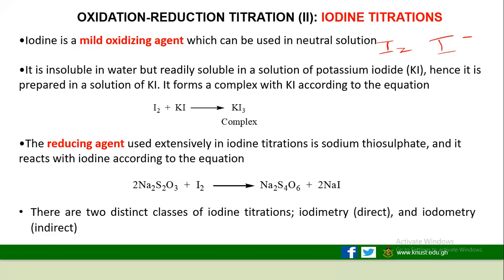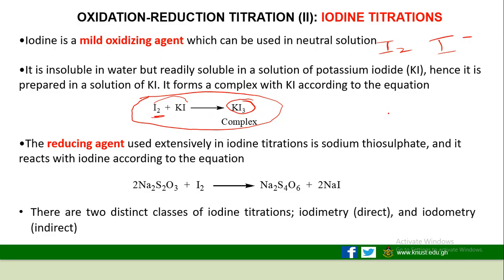Good. And then we are seeing that it is insoluble in water, but readily soluble in a solution of potassium iodide. Hence, it is prepared in a solution of KI. It forms a complex with KI according to the equation. So this is a very simple equation showing how iodine can be solubilized in KI, right? Good. Iodine itself is not soluble in water, but when you add it to KI, because of the formation of this complex, it becomes soluble, right? Something for us to keep, but we will not really apply this directly in any of the calculations that we will do.